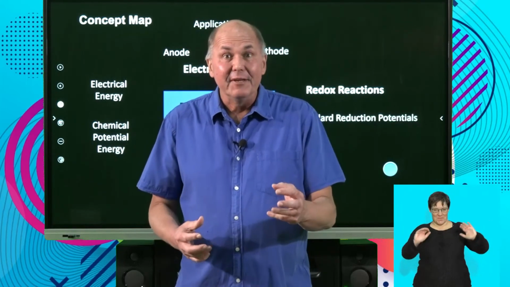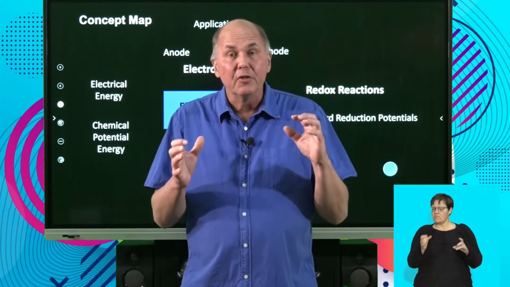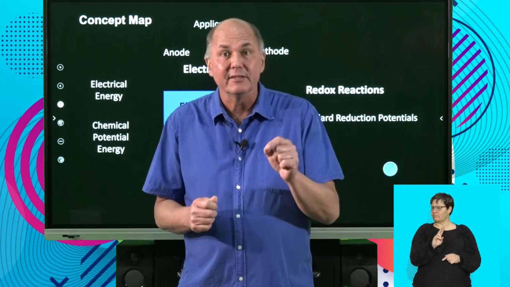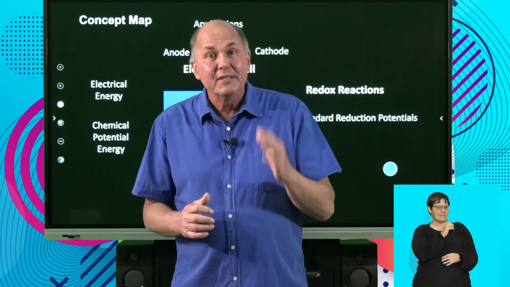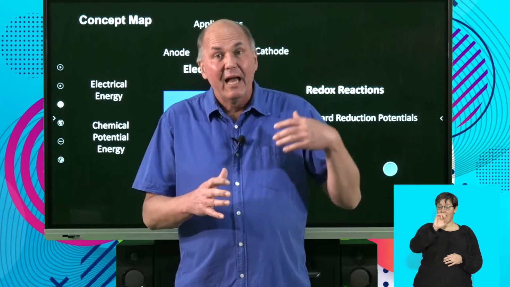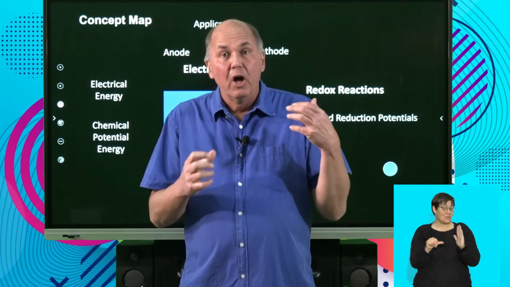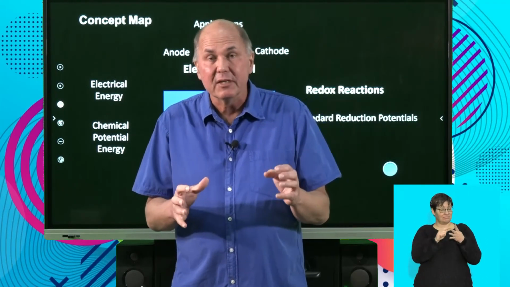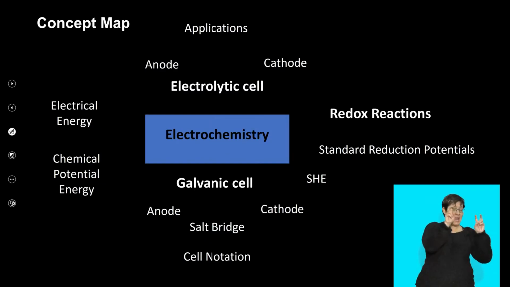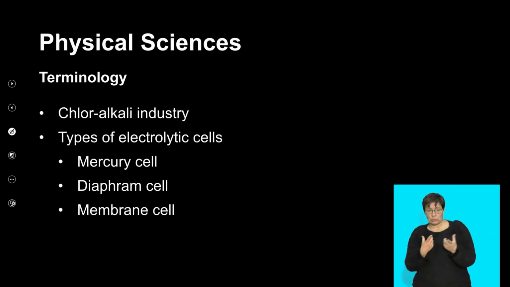Now let's dive in to our focus on the different types of cells that you find in the chlor-alkali industry. This is very important as it's an application of your knowledge on electrochemistry. So let's go and have a look. Remember, there are 3 types of cells we're looking at: the mercury cell, the diaphragm cell, and the membrane cell.